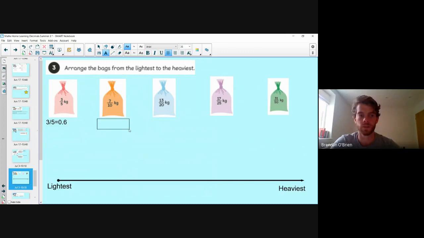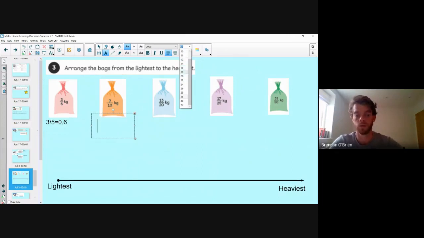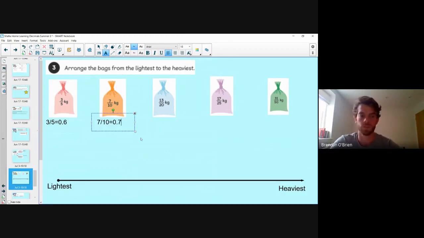Okay, let's go to our next one. Well, 7/10, we can convert that very easily. 7/10 equals 0.7. Okay, our next one, this is one we looked at on the previous page. So, where am I? 18, there we go. 13/20ths equals 65 hundredths. What's that as a decimal? 0.65.